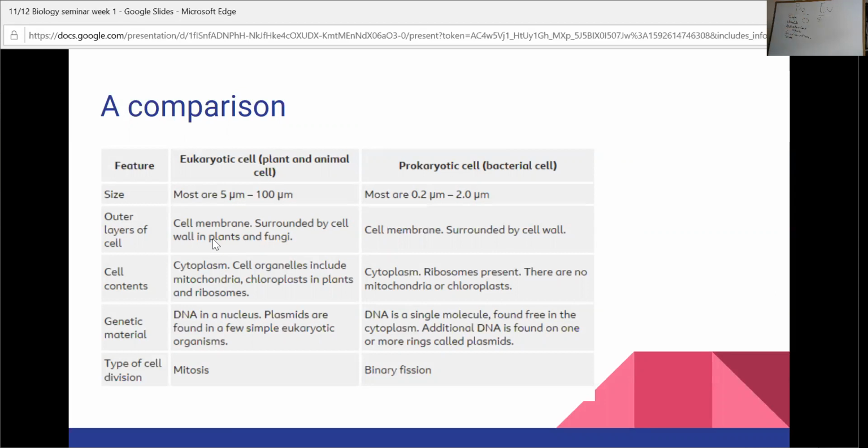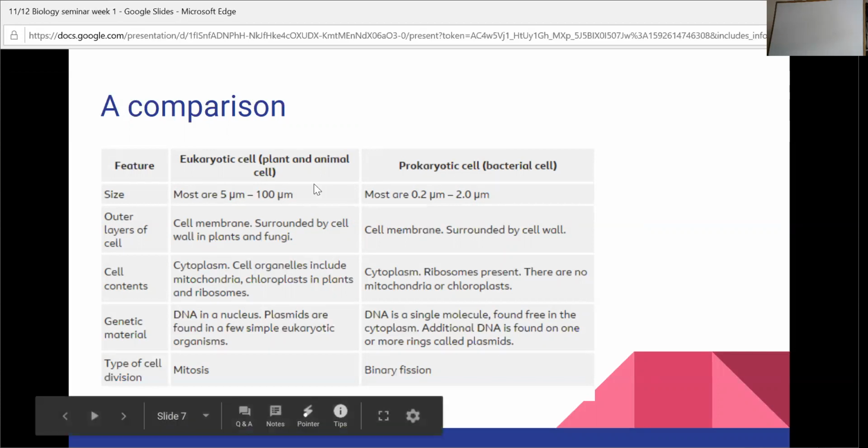Eukaryotic are the opposite. The exact opposite of prokaryotic. Good way to remember that: eukaryotic is complex, multicellular, as prokaryotic is simple.